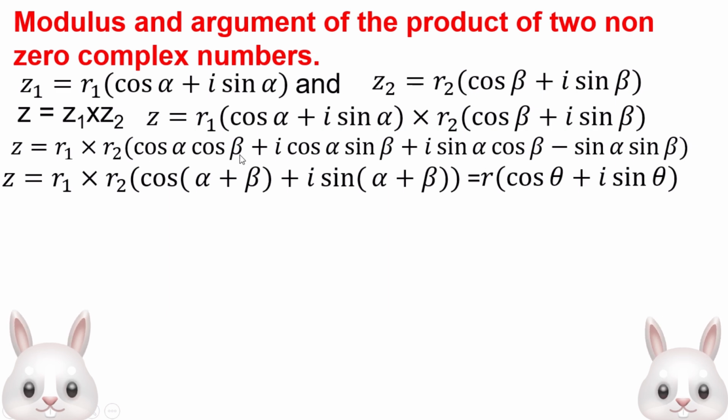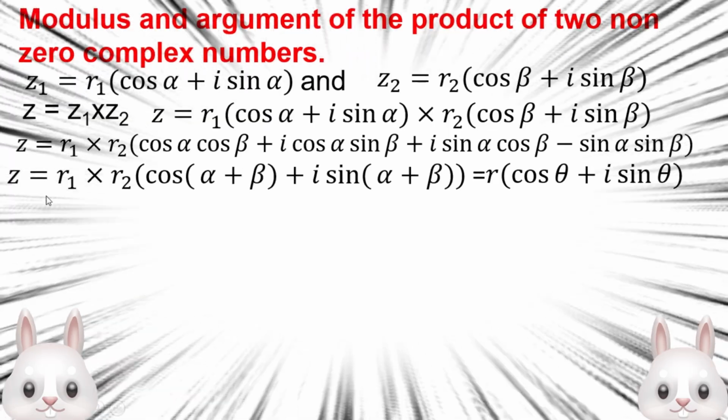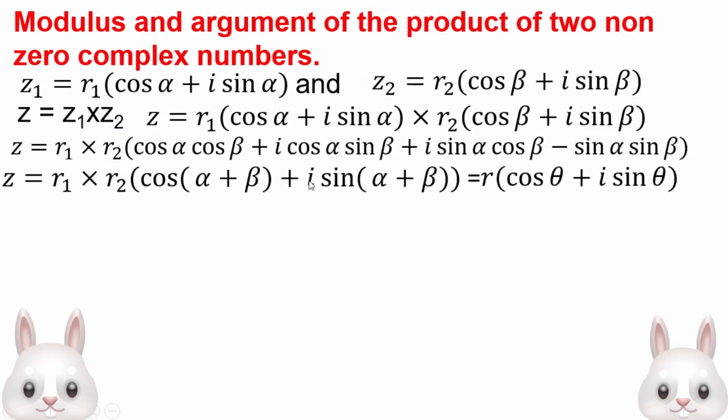Cosine alpha cosine beta minus sin alpha sin beta is cosine (alpha plus beta), and cosine alpha sin beta plus sin alpha cosine beta is sin (alpha plus beta). We have here a positive number r1 times r2, times cosine of an angle plus i sin of the same angle. Then this is the trigonometric form of z. The modulus of z is r1 times r2, and an argument of z is alpha plus beta.